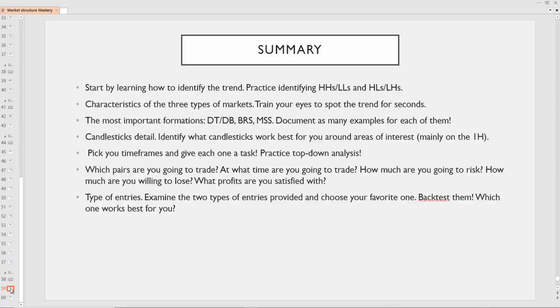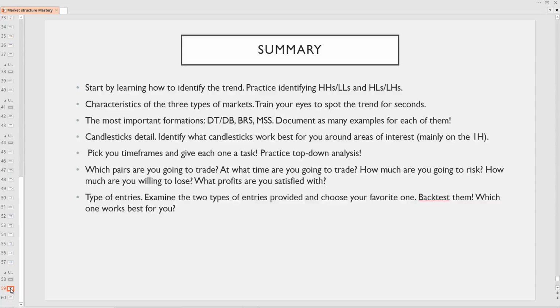Then we have to identify the characteristics of the three types of markets. Remember, uptrend, downtrend, and consolidation. Make sure to train your eyes to spot the trends for seconds. Okay, just open your chart and you should be able to see it, right? The most important formations are the next that we have to learn: double tops, double bottom, break and retest, and market structure shift formation. Document as many examples for each of them as possible.